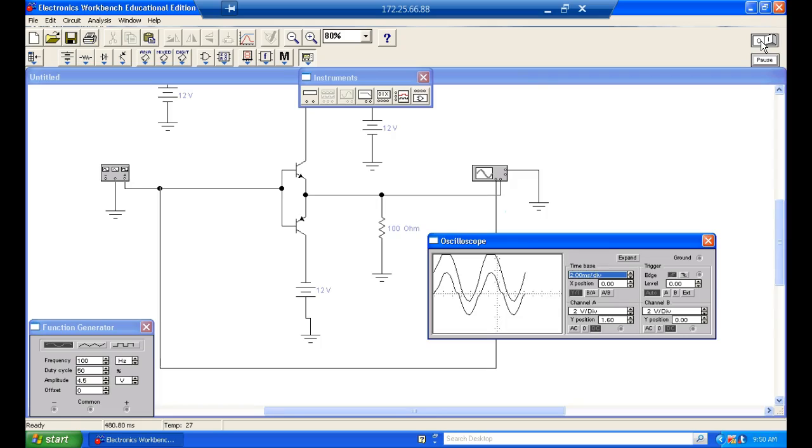Taking input on the base, outputting on the emitter. So that means the collector has to be common. Here's my input. Here's my output. What do you notice? They're in phase, but what do you notice about the output? Slightly smaller, not much smaller.